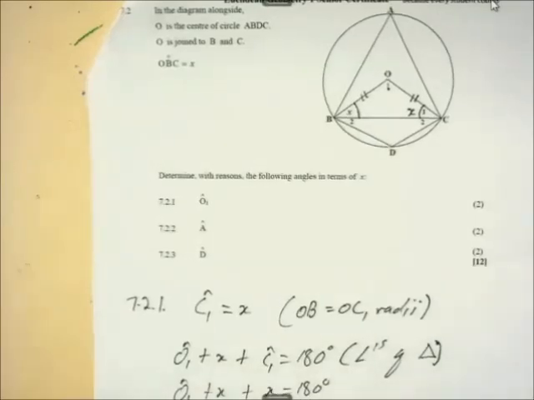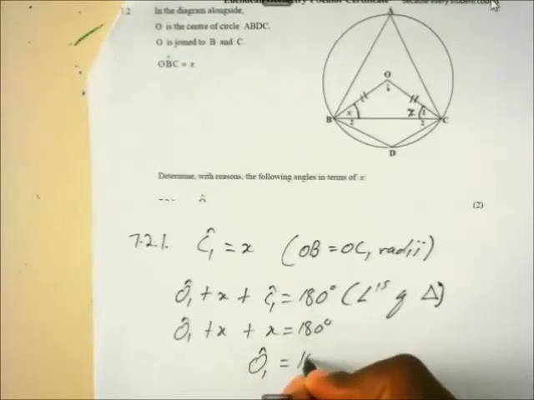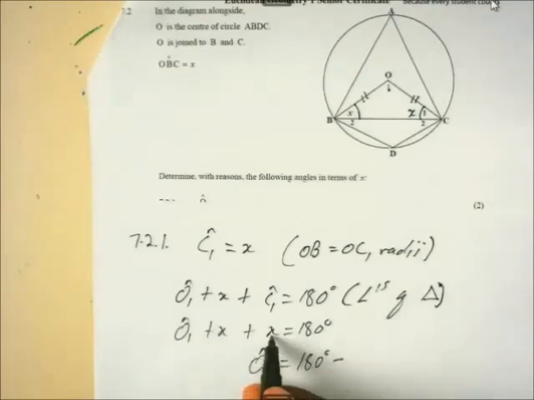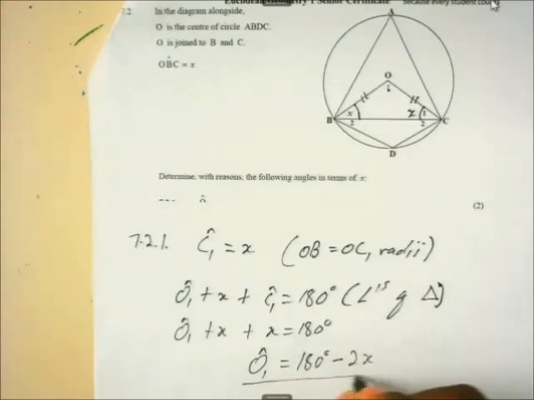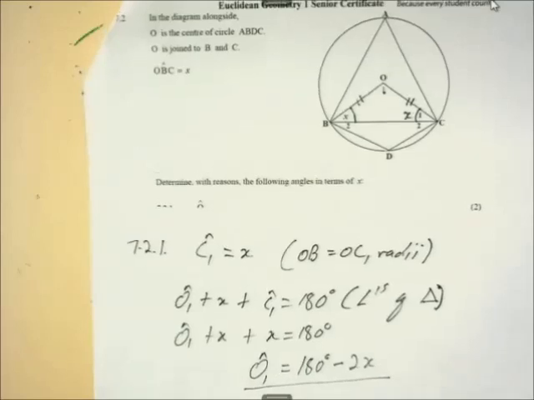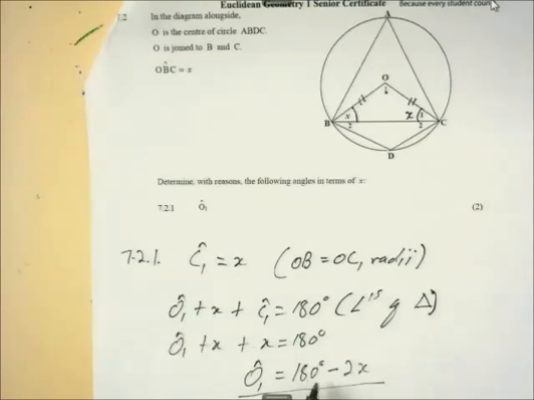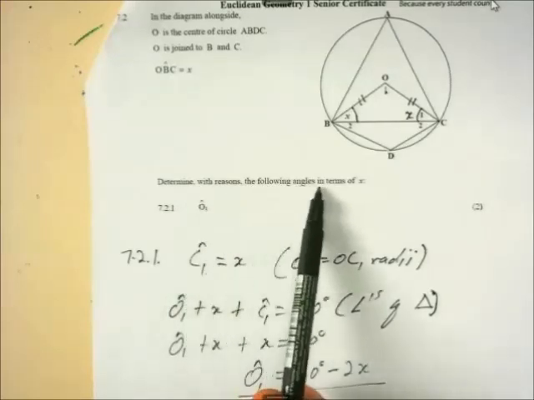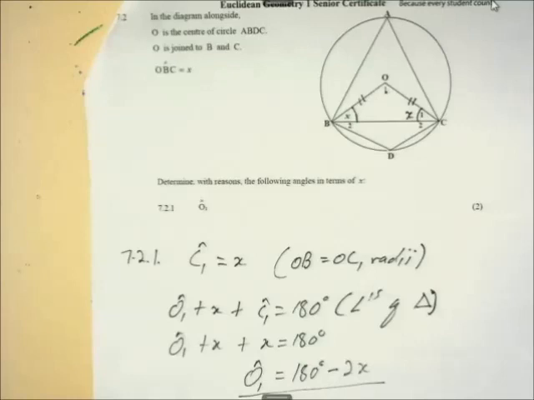We make O1 the subject of the formula. Angle O1 will be equal to 180 degrees minus x plus x, which gives 2x, and then transposing to the right it goes minus 2x. Because the question states determine with reasons the following angles in terms of x, O1 in terms of x will be equal to 180 degrees minus 2x.